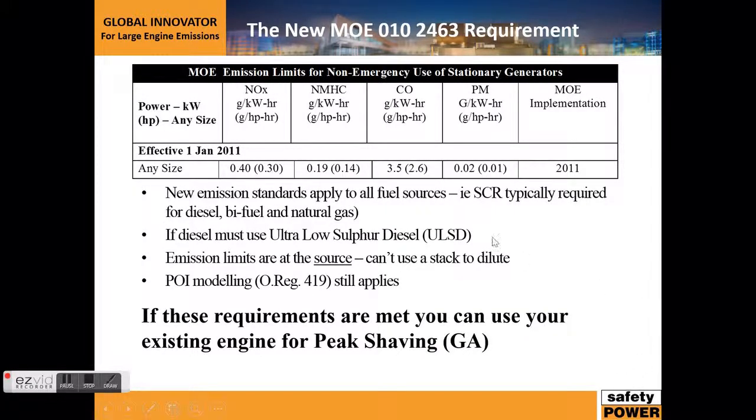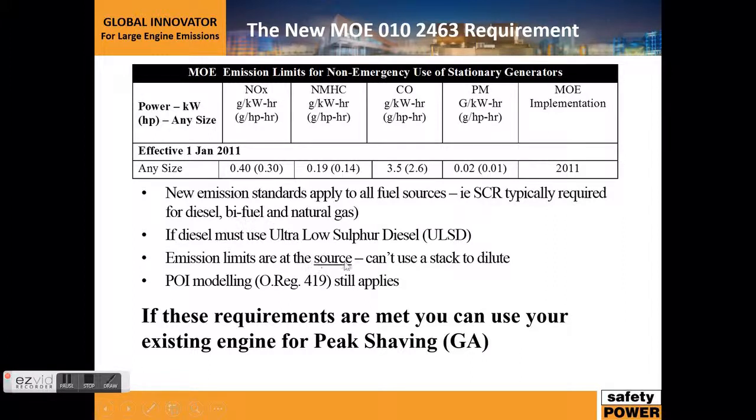So this here is the meat and potatoes of the MOE's new requirement. What's important to note is it's a source requirement, and this requirement doesn't replace existing generator ECAs. It's in addition to it. So if you want to use peak shaving, you need to meet all the requirements of the existing regulation and also this as an additional requirement.